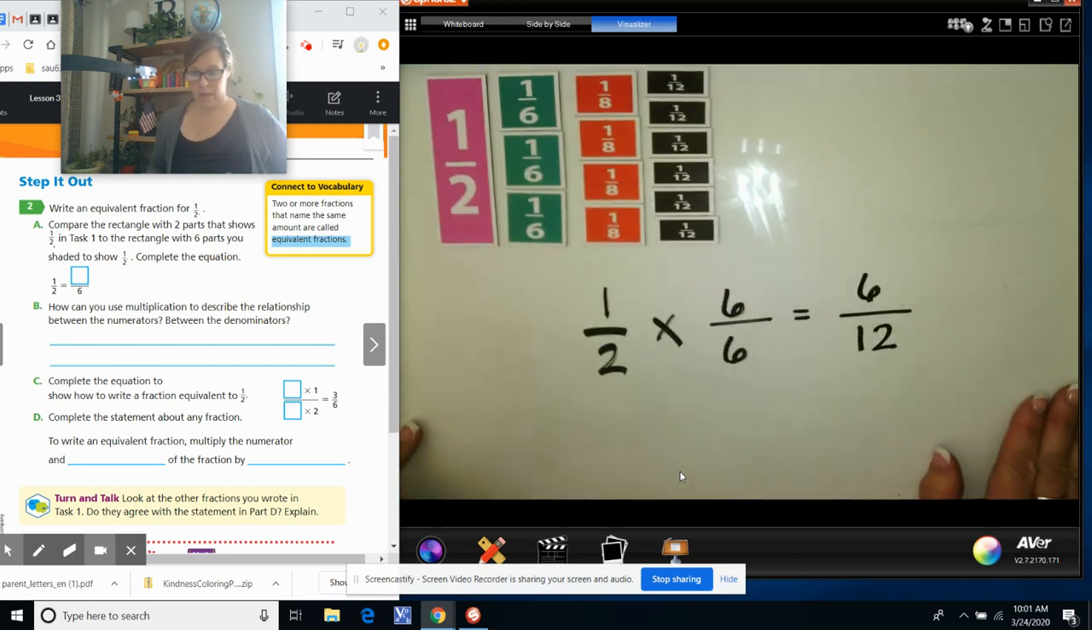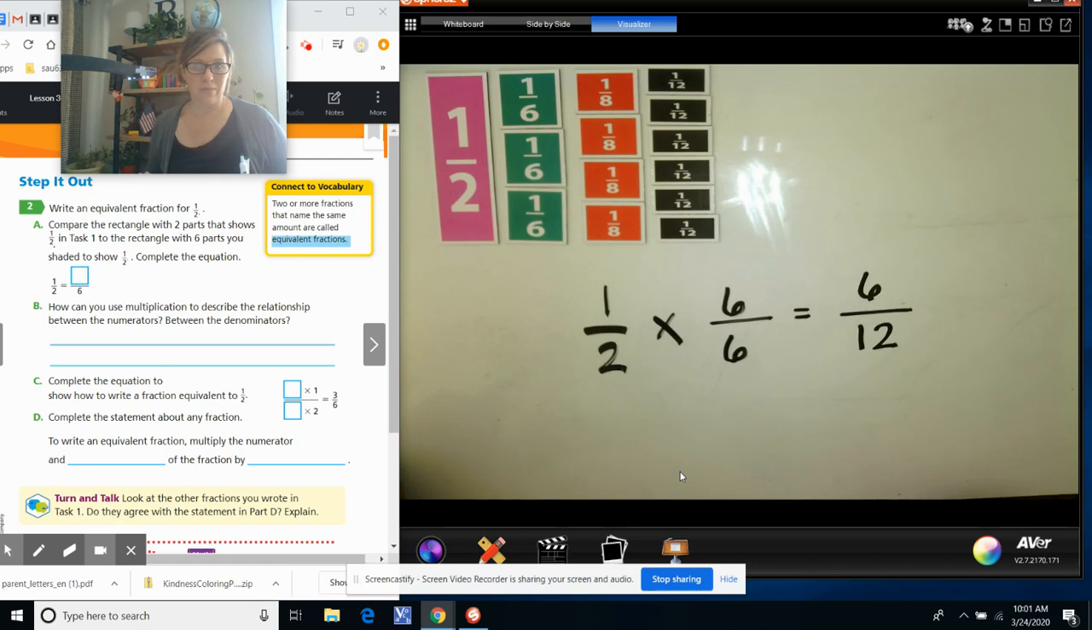Okay. You're going to multiply. This is the fastest way, if you will, now that we're getting moving, after using these visuals. This is the way that we're going to create equivalent fractions.